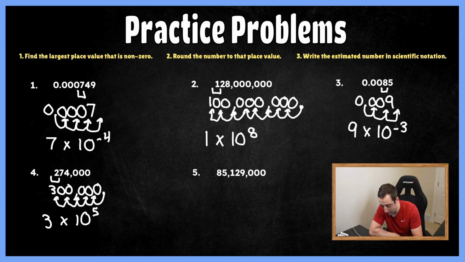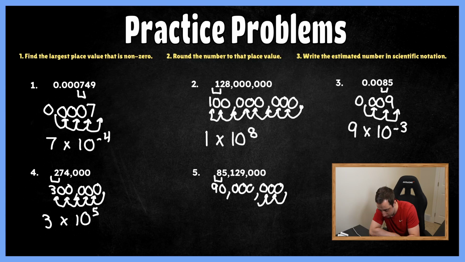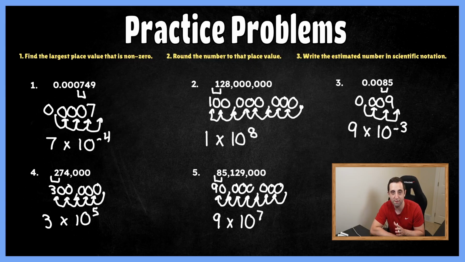And then finally, the very last one, 85,129,000, largest place value is an 8. The number behind it is going to round this up to 90 million. Let's move our decimal point once, twice, 3 times, 4, 5, 6, 7. So we're going to get 9 times 10 to the 7th for number 5. If you went 5 for 5 on this practice session, very, very nice job.